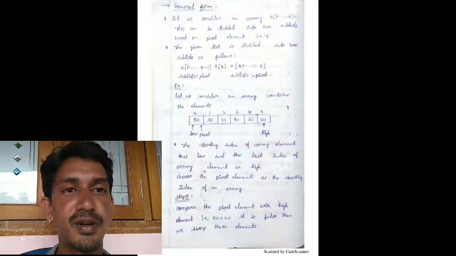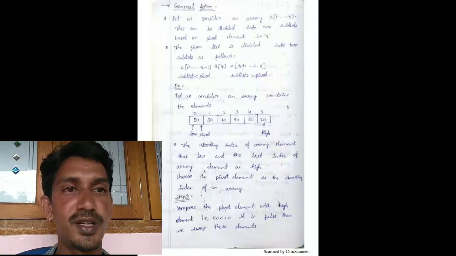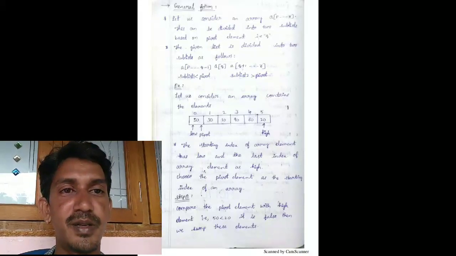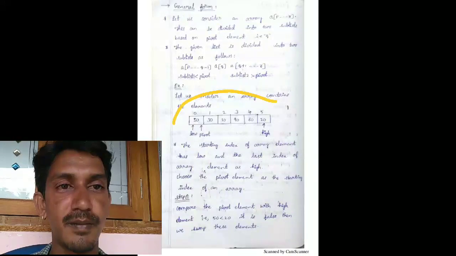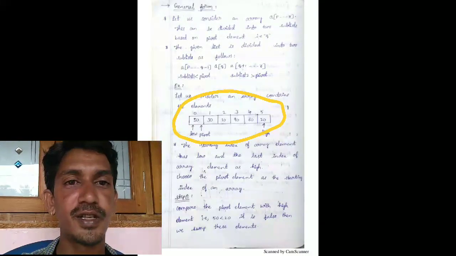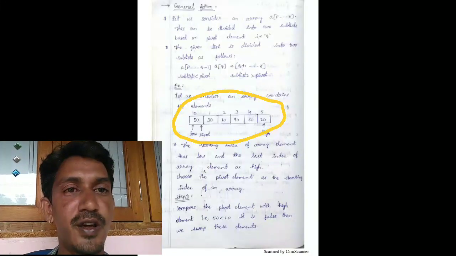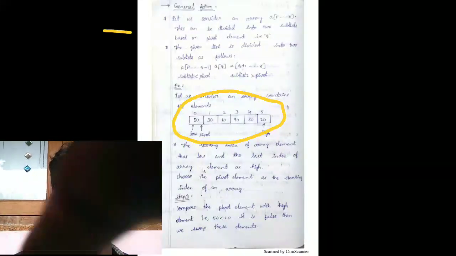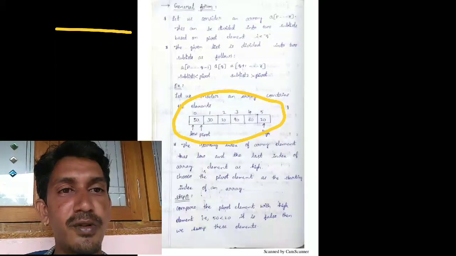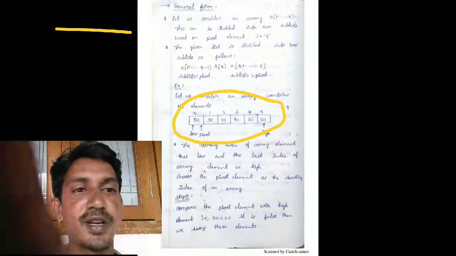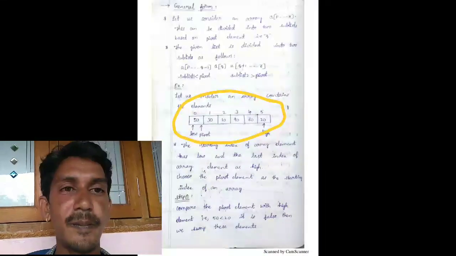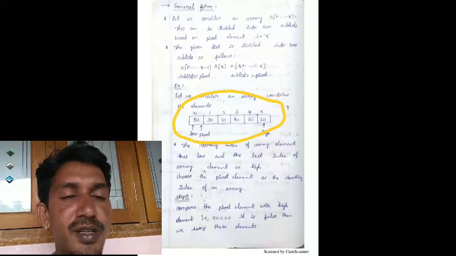See this example. Here we have to take the low, high and pivot element selection like this. After that we take some conditions: the pivot element is compared to A of high index position, and the pivot element is compared to A of low index position. Right, first we have to start the comparison.